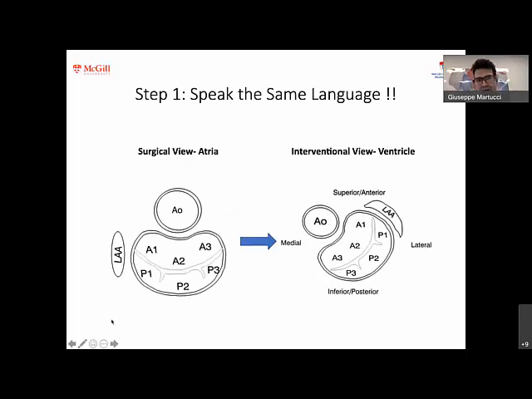So the first step to doing a procedure properly is really to have a common language, and so that communication is really important. We go from the surgical view, where the mitral valve is looked at from the atria, to what we call the interventional view, where we're more used to seeing the mitral valve coming from the ventricle, and the orientation as represented here.